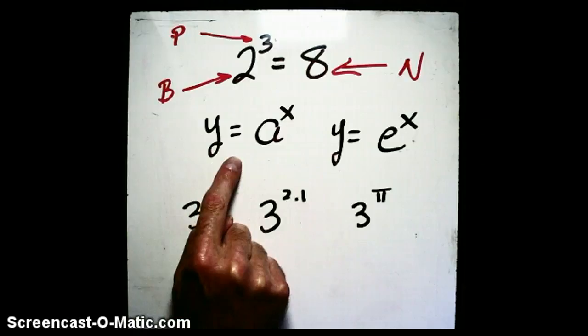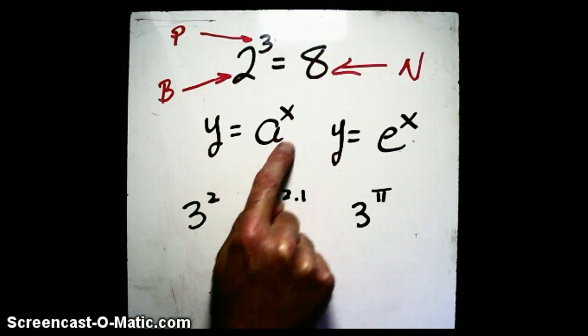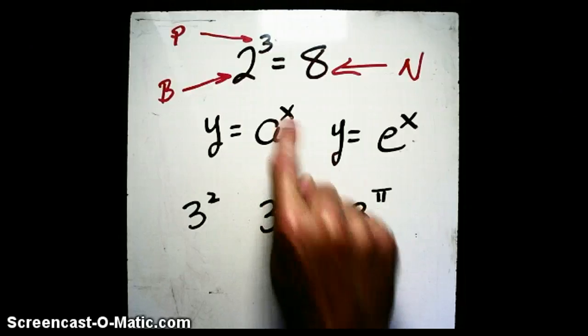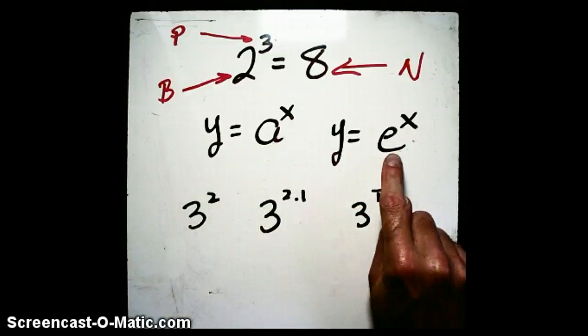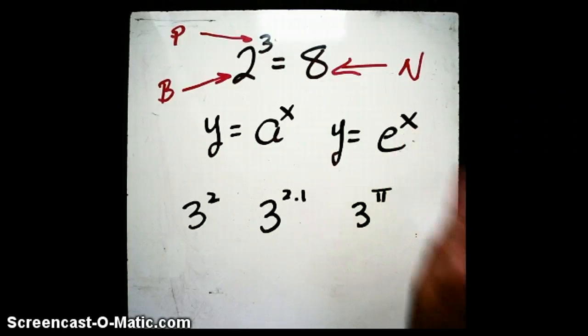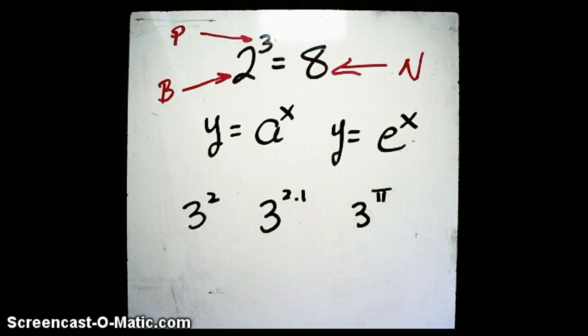All right, here's a relationship. Y is equal to a to the x, the base a to the variable. That is why it's called an exponential function, because we're moving the variable to the power position. Here's another one. Y is equal to e to the x. Now the variable is in the power position, and we'll see what that does for us.